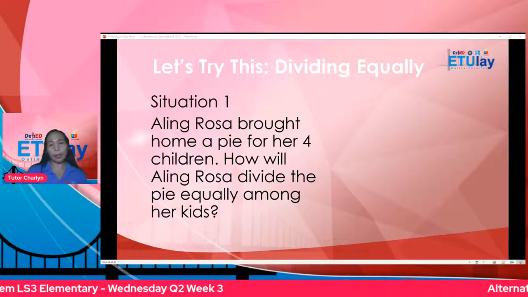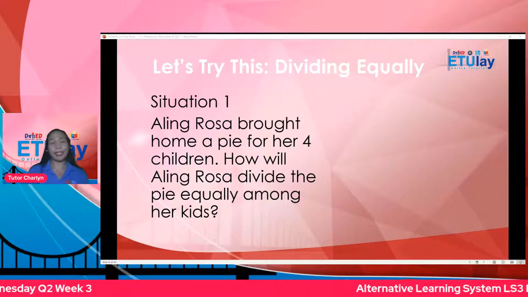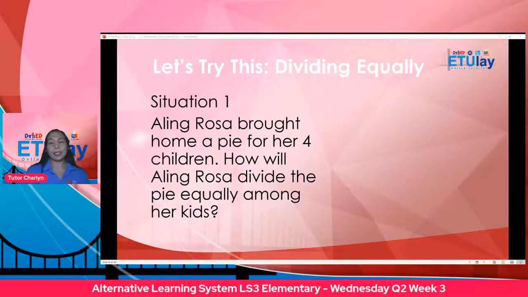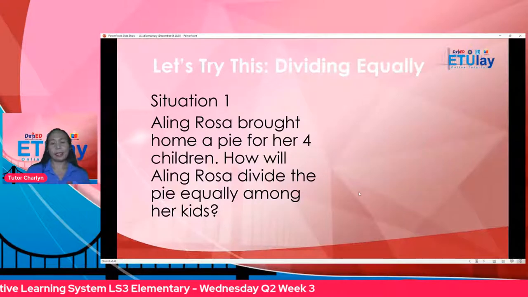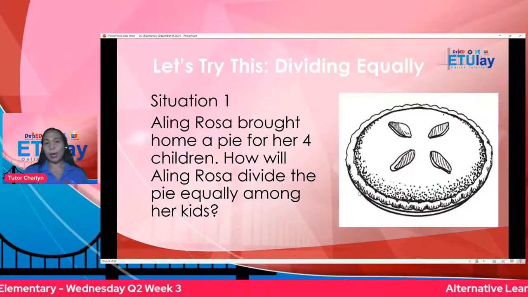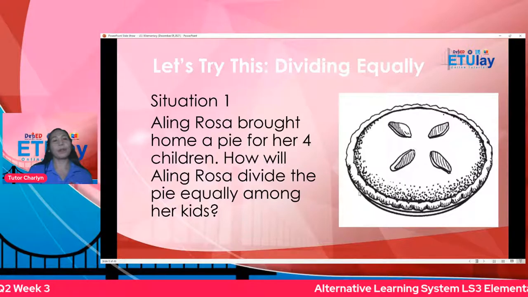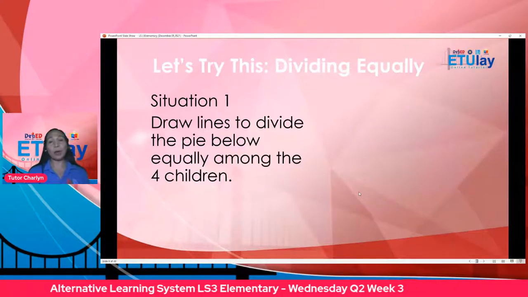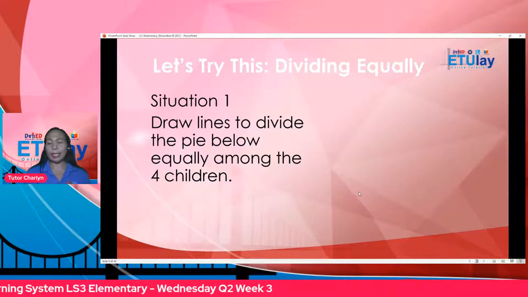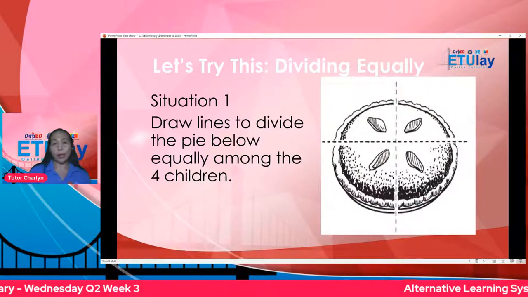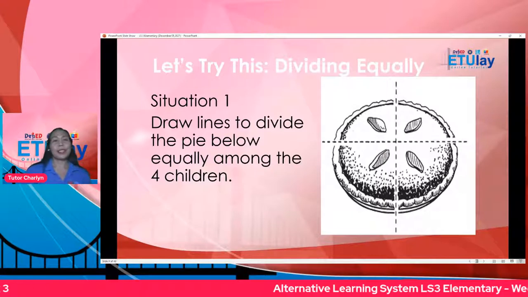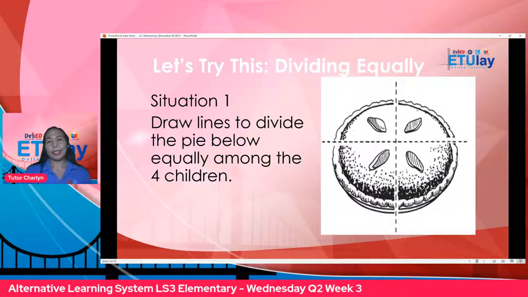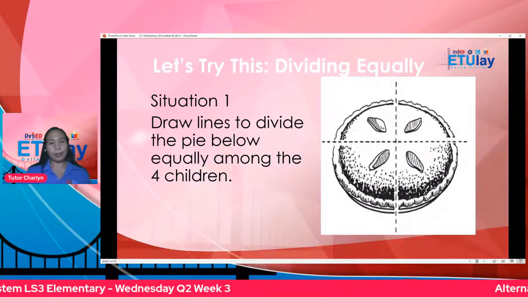Equally divided dapat para walang nalamangan or walang magsabing maliit yung parte niya. Okay, ang gagawin po natin dyan ay, okay, yan yung example ng pie, a picture of a pie. Draw lines to divide the pie equally among the 4 children. So mag-draw tayo ng line, just like this one. O diba, divided equally siya. Okay, draw lines to divide the pie equally. Para po maganda yung hati.